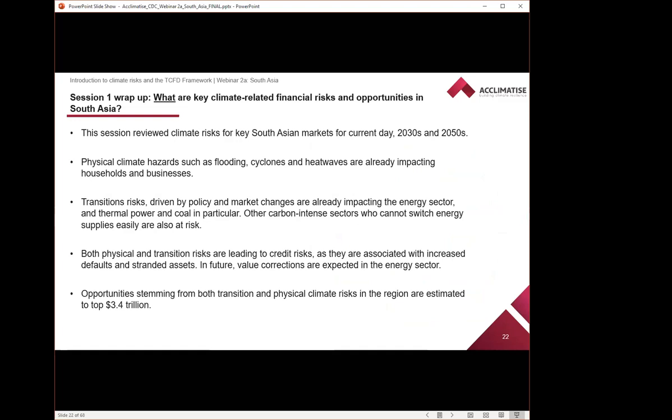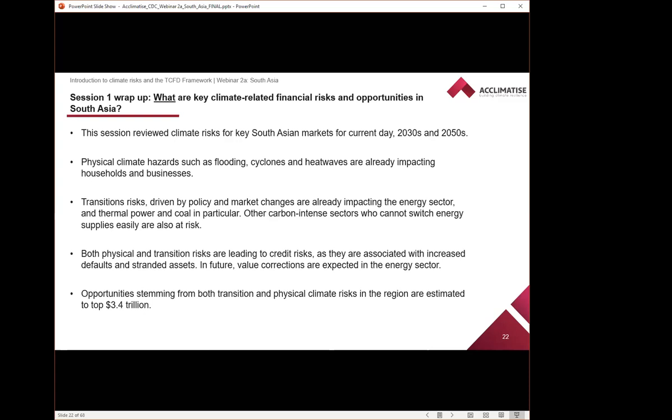So it's a rapid fire session, but we reviewed climate risks for South Asian markets for current day, 2030s and 2050s. We heard that particularly relevant climate risk hazards for the region include flooding, cyclones, and heat waves, and that these are already impacting businesses and households, and that this will get worse in the future. I touched on transition risks, which are driven by policy and market changes in the region, and these are already impacting the energy sector, with the thermal power generation and coal sector in particular under fire right now. Other carbon intense sectors who can't easily switch energy supplies are also at risk from transition risks.